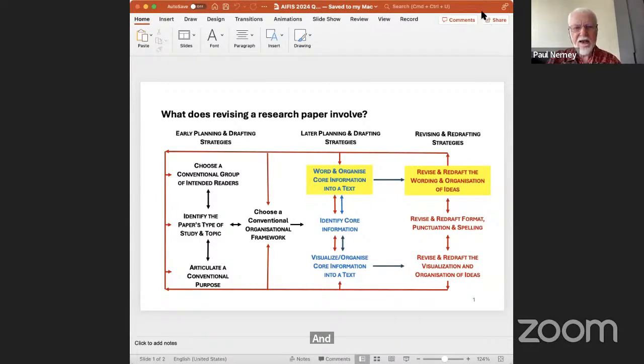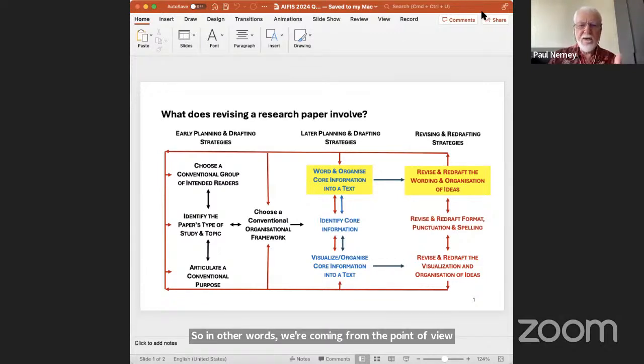And as you can see here, this goes back to looking at later planning and drafting strategies. So in other words, we're coming from the point of view that you have already started working on a draft, and that you're now going to be revising certain decisions you made about organizing core information into a text and then wording that information into a text. So we'll be looking at that.